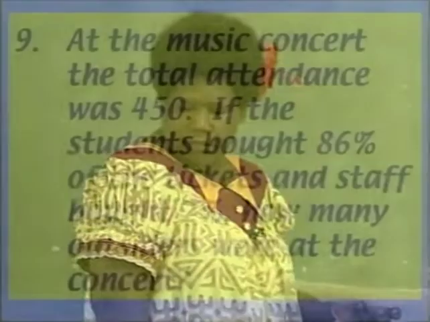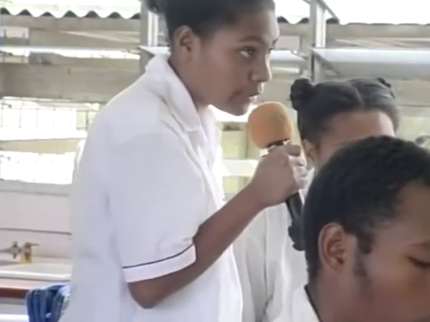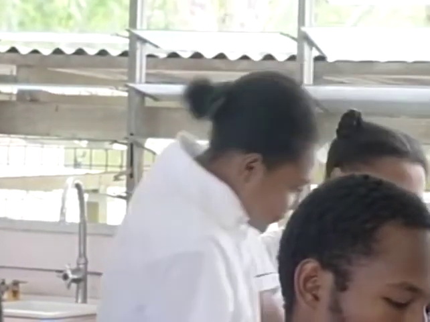Then, at the music concert, the total attendance was 450. That's number 12 on your worksheet. If the students bought 86% of the tickets and the staff bought 2%, how many outsiders were at the concert? 54 outsiders. Okay, you should have got all those questions correct.